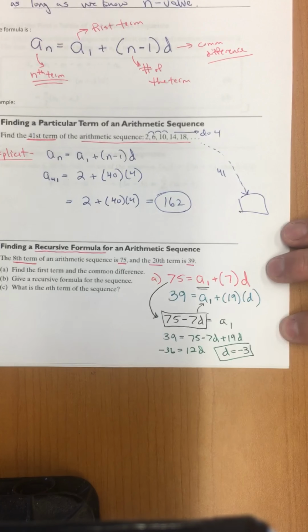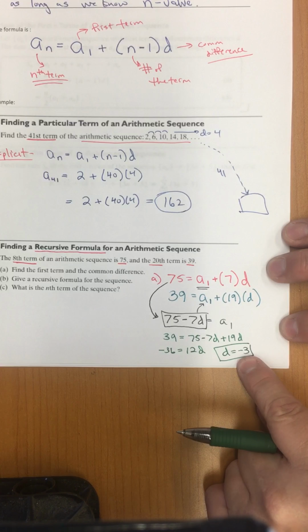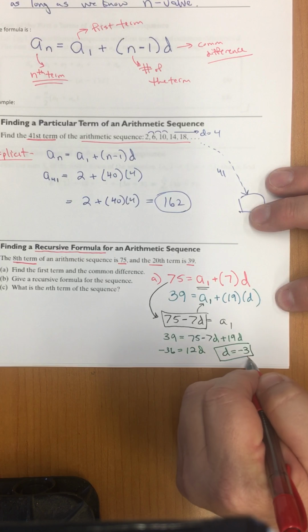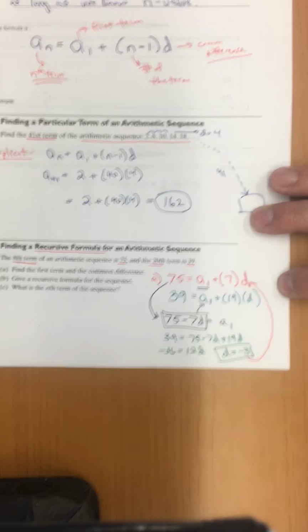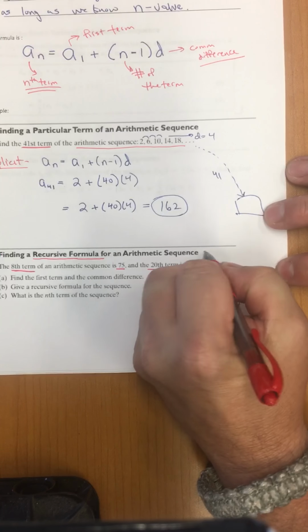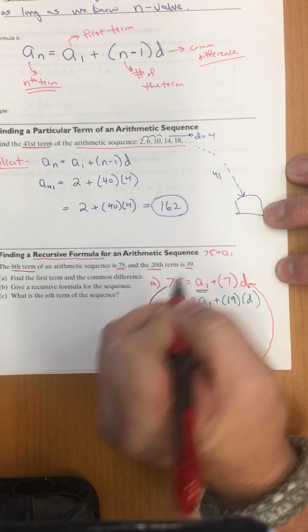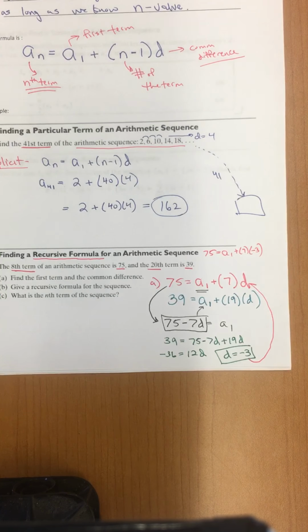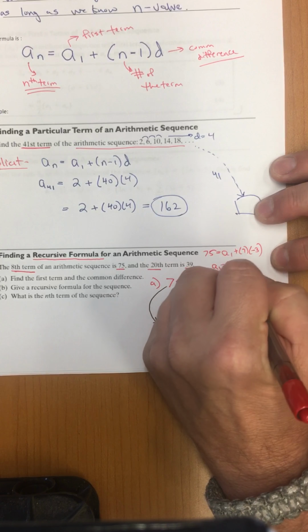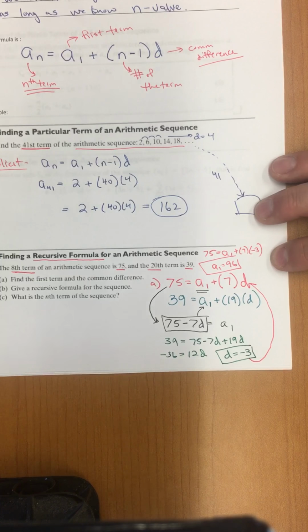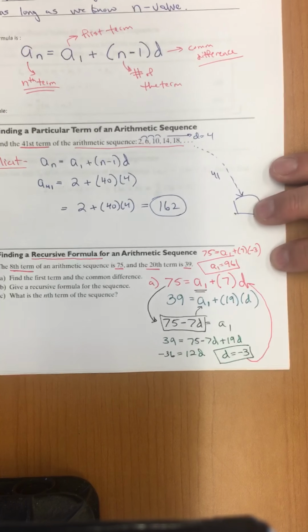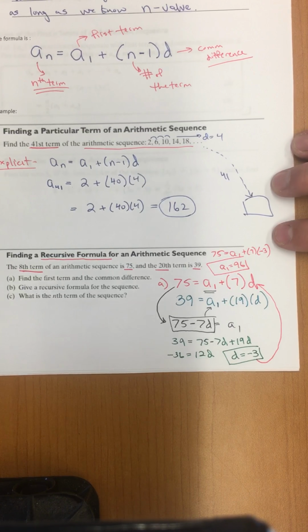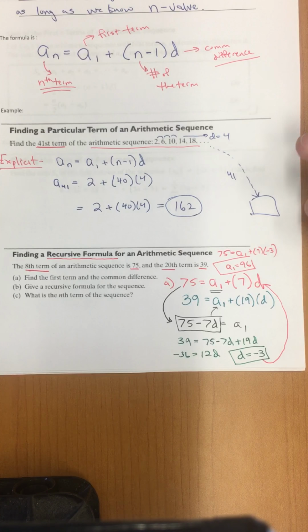I'm subtracting 3 every time, which makes sense, right? It's going down. Now I'm going to take this and plug it into one of my original equations to find my first term. I'll plug it in right there because it's easy. 75 equals a sub 1 plus 7 times negative 3. And this is really easy. Let's see, 75 plus 21. My first term is 96. So I found my first term and my common difference using a little bit of a trick, using a system of equations problem.